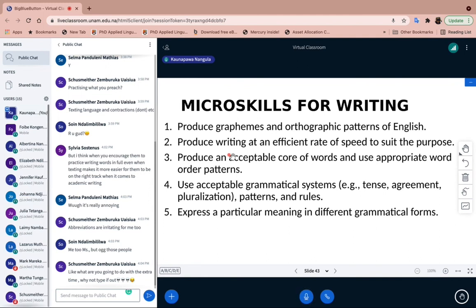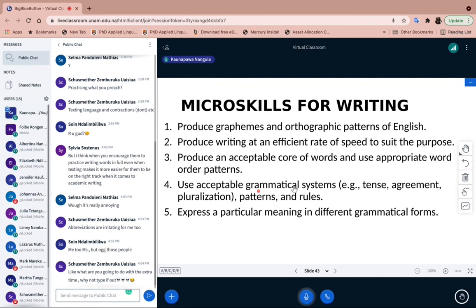It depends on what you're writing. If it's process writing, you have leeway, you have so much more time to do the writing. But if it's timed writing in situations such as examinations, they have to write very fast. And then produce an acceptable core of words and use appropriate word order. There are certain core words that you have to use, and they should be in an appropriate order for it to make sense.